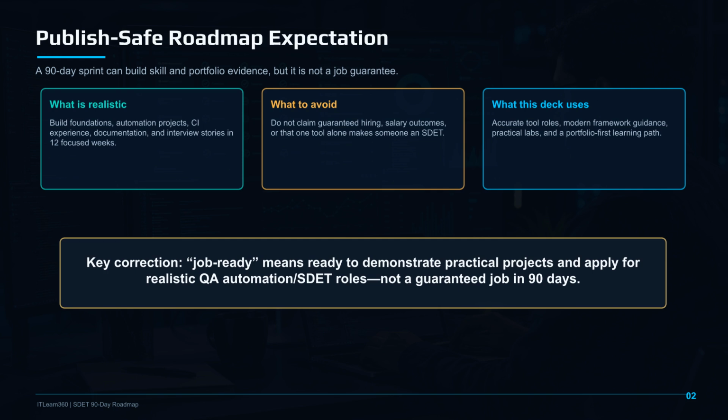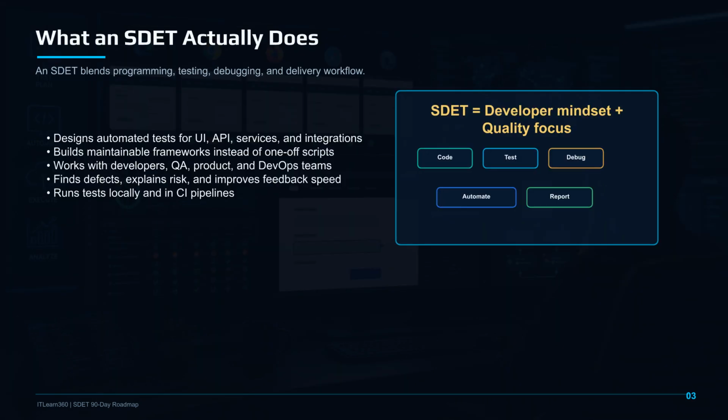With that expectation clear, let us understand what an SDET actually does in a real engineering environment. So, what does an SDET actually do? An SDET designs automated tests for user interfaces, APIs, services, and integrations. The role combines programming, testing, debugging, reporting, and collaboration with development teams.